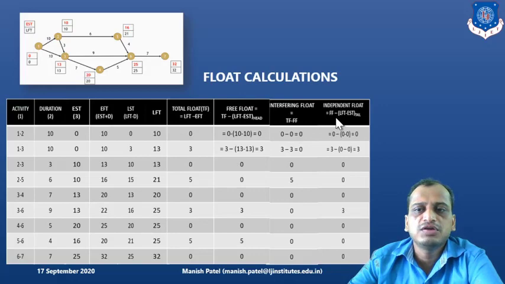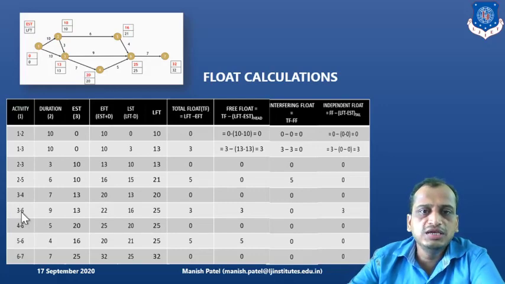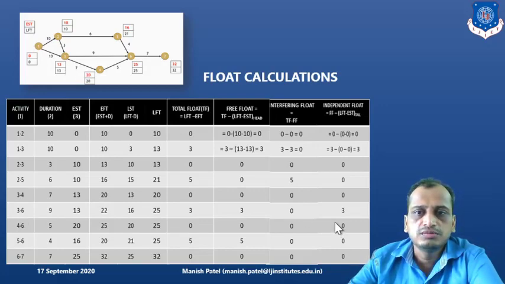And we will find the difference of LFT and EST of tail event. Now here, what is the tail event? 1. 1 is 0 minus 0, that is equal to 0, right? Same way, let's talk about 3 to 6. What is the tail event here? 3. In the third one, it is 13 minus 13, that is equal to 0, right? But the free float here is 3, so 3 minus 0 is 3. So here we got 3. So accordingly we can find out the independent float.